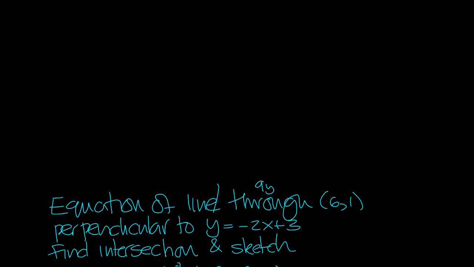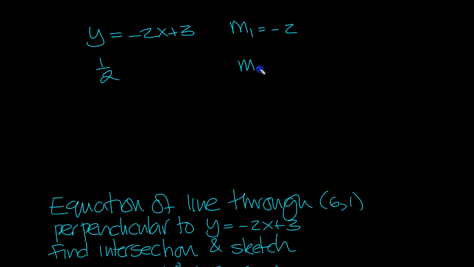Okay, now we'll look at this last little bit here. Equation of the line through 6, 1 perpendicular to this. Well, here you can see that y equals minus 2x plus 3. So the gradient of the line perpendicular will be a half, won't it? Because this gradient is equal to minus 2. So a perpendicular gradient must be a half, mustn't it? Because the product is minus 1.